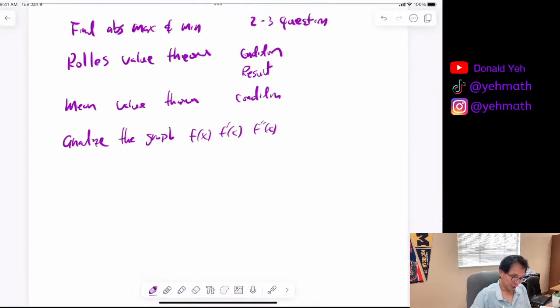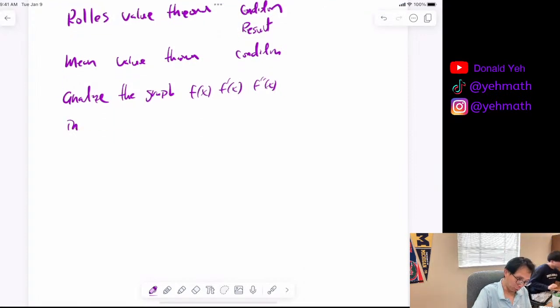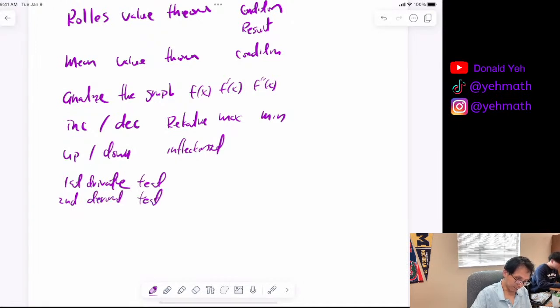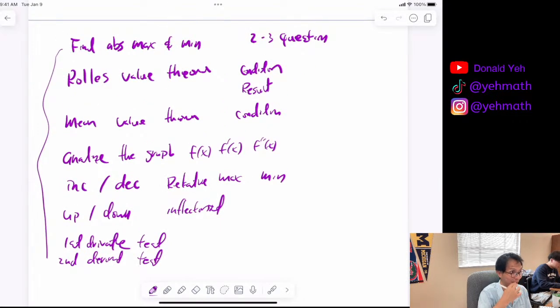All right. So Rolle's value theorem, mean value theorem, analyze the graph. You have to know how to find increasing, decreasing, relative maximum and minimum, concave up and concave down, and inflection points, in the first and second derivative tests. We're going to talk about the second derivative test tomorrow. And that's pretty much everything you're going to have on the test.